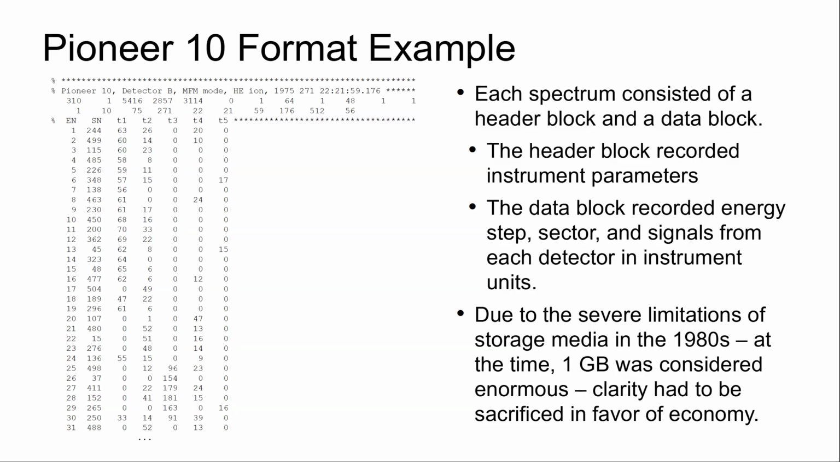And this is just the way we had to work back in the 1980s. Due to the very severe limitations of data storage back then, we had to sacrifice clarity in favor of economy. There was no other way we could save all the data. Back then, 1 gigabyte was considered enormous. Nowadays, I don't think we can even buy USB sticks that small.